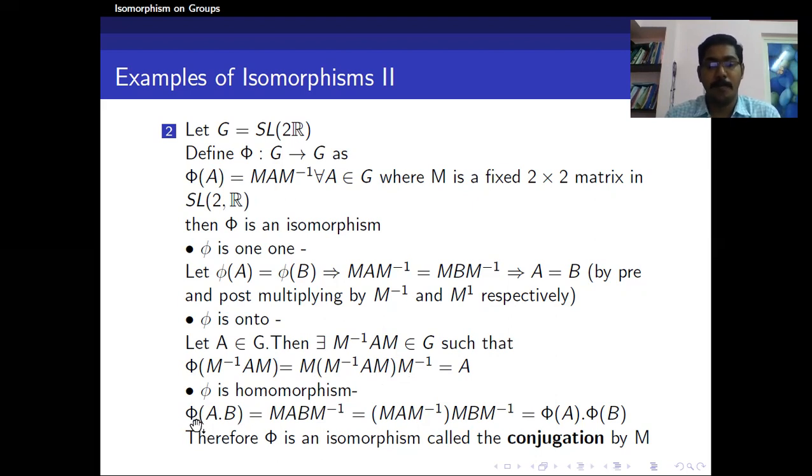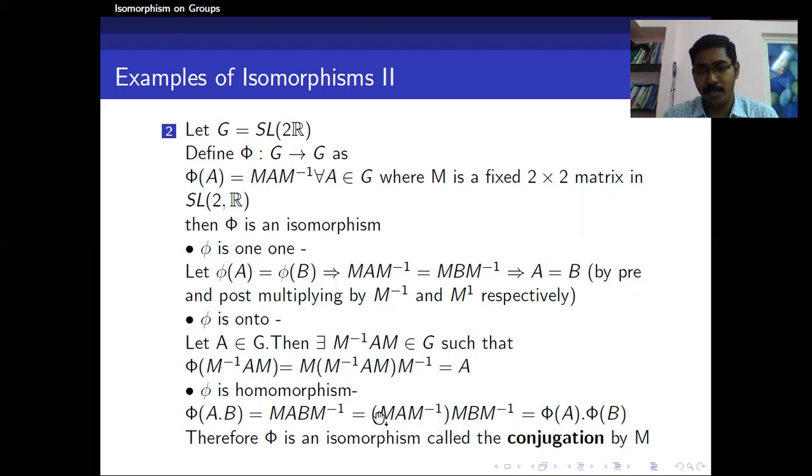So let us take pi of AB. So pi of AB is equal to what? M inverse. Now insert M inverse M between A and B, because M into M inverse is identity. So we can insert the identity matrix between A and B. So MA, M inverse, MB, M inverse.